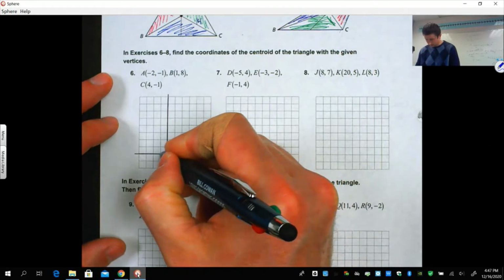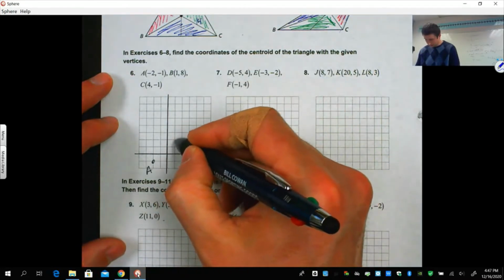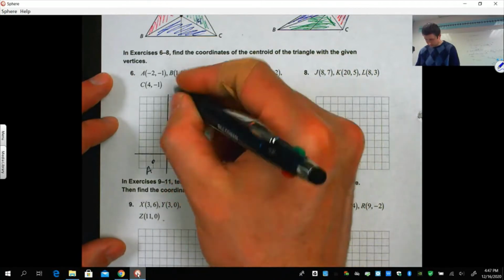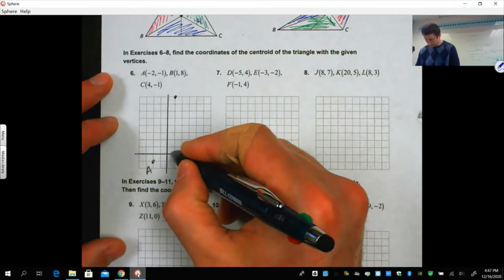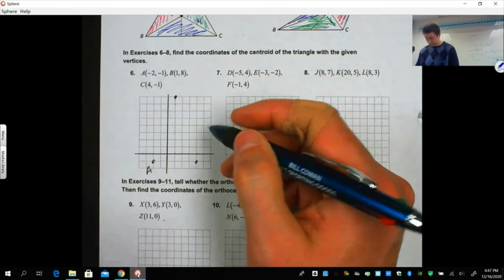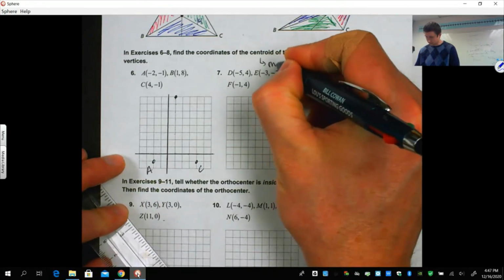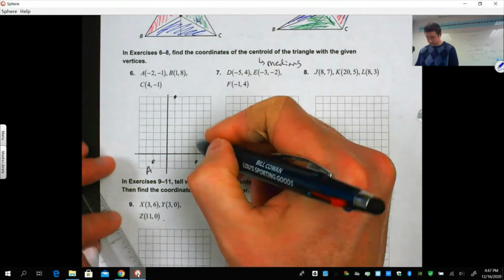So A is -2, -1. B is 1, 8, 2, 3, 4, 5, 6, 7, 8. And C is 4, -1. 1, 2, 3, 4, -1. Okay, so the centroid. Centroid deals with the medians. So I need the midpoints.